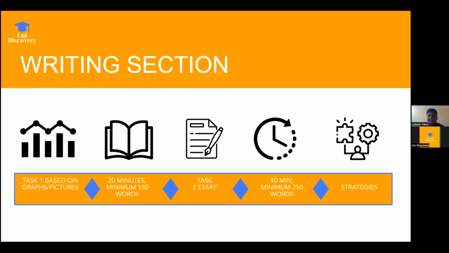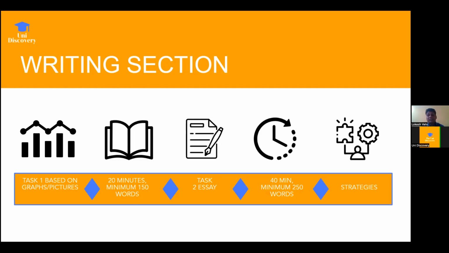Okay. The writing section has two tasks to perform. Task number one is based on graphical pictures. You need to interpret the data which is given to you in the form of a picture, and you will observe that they have given you some figures or data. They want you to interpret that information in sentences. The examiners are looking to know whether you are able to form sentences using those figures or whatever data is given.